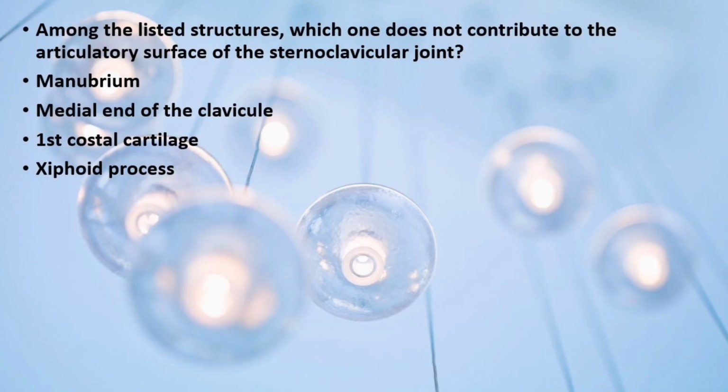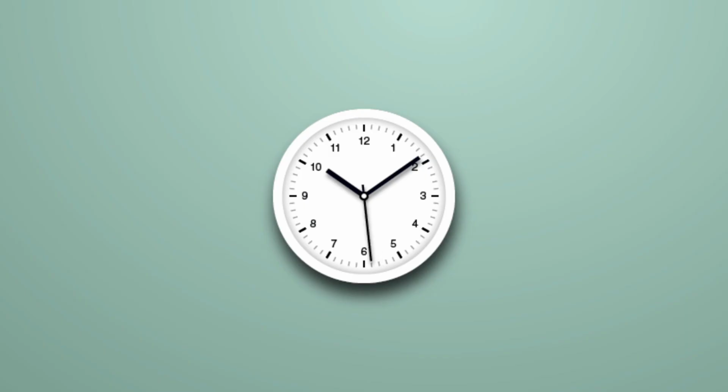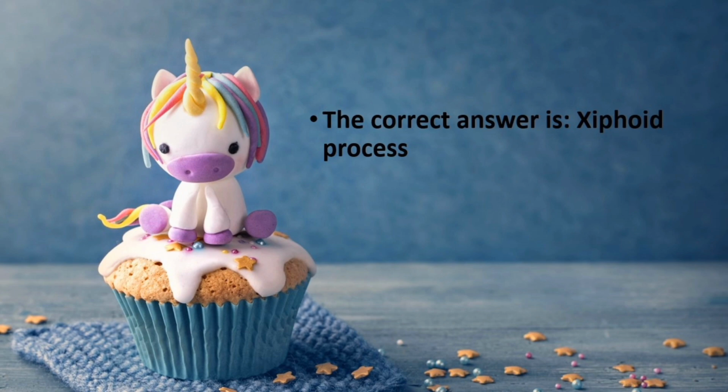Quiz. Among the listed structures, which one does not contribute to the articulating surface of the sternoclavicular joint? Manubrium. Medial end of clavicle. First costal ridge. Xiphoid process. The correct answer is xiphoid process.